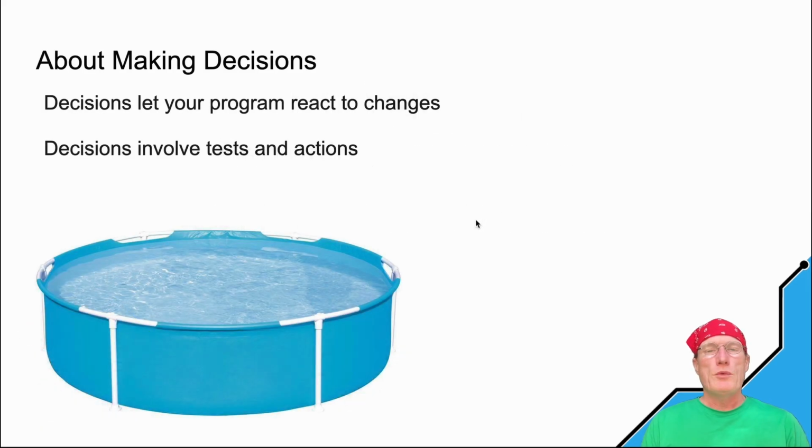A really useful thing to be able to do in a computer program is to make a decision. Decisions let your program react to changes, and they can be changes to internal parts of the program like variables or numbers, or they can be changes to things outside the program like temperatures, positions, speeds, all that kind of thing. And decisions involve tests and actions.